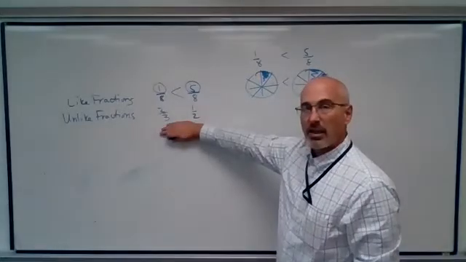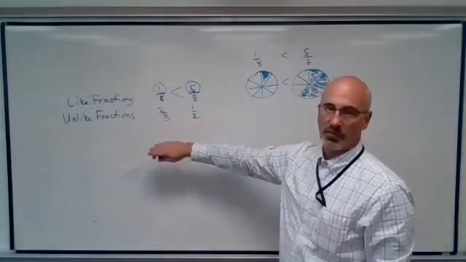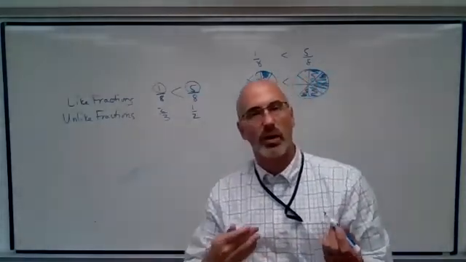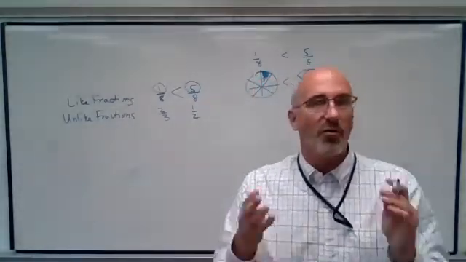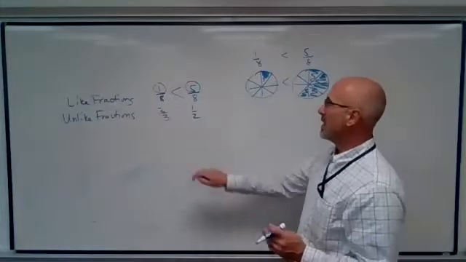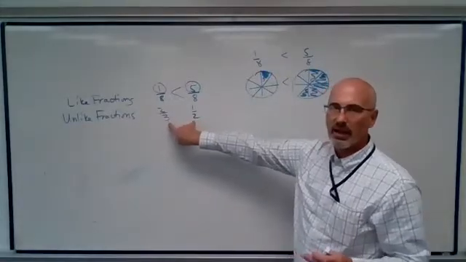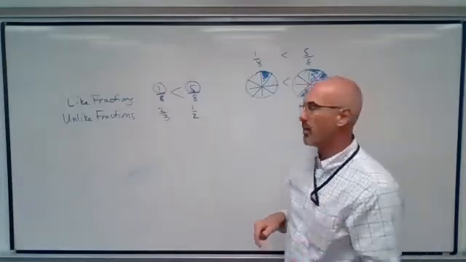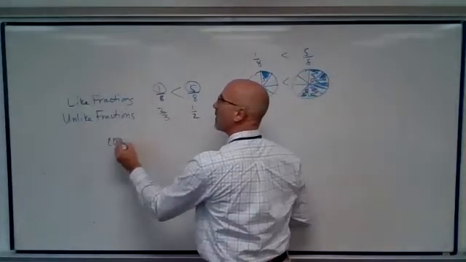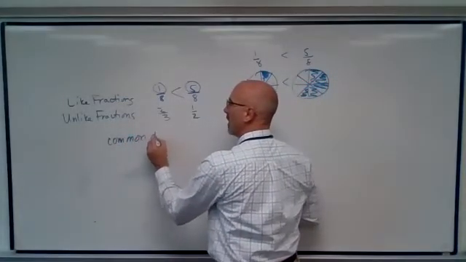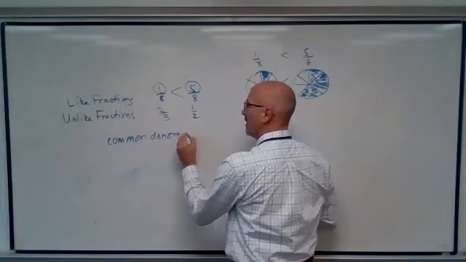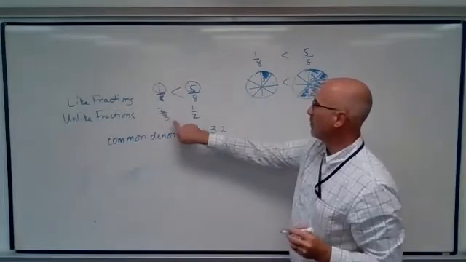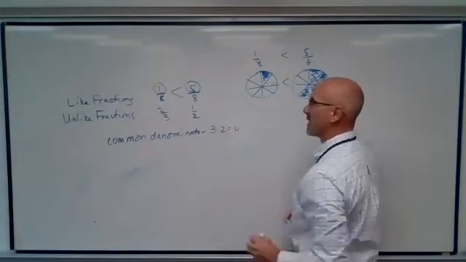When you have unlike fractions, meaning fractions with different denominators, we have to get the fractions with the same denominator. For now, what we are going to do is simply multiply the denominators together to figure out what our common denominator is. So our common denominator is 3 times 2. Okay, so that's 6.